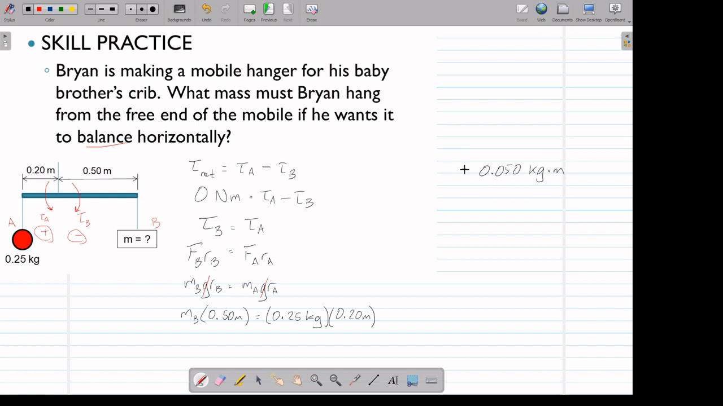So what's a kilogram meter? I don't know, it doesn't matter. It's just an intermediate unit that we're getting on the road to solving this problem. On the other hand, we still have MB times 0.50 meters. So to finish up, we're going to divide both sides by 0.50, and we're going to get MB is equal to 0.10. Meters are going to cancel out, so we're left with kilograms. So the mass of the object hanging on the right-hand side must be 0.10 kilograms, or 100 grams, in order to balance this mobile. That's our final answer.